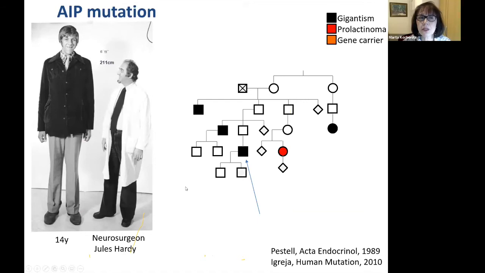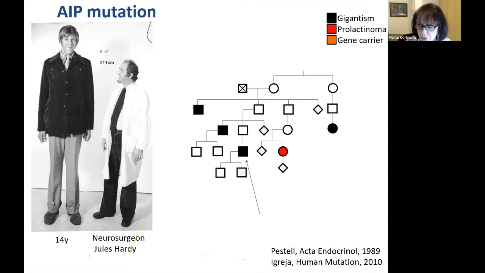So here I show you a typical family with an AIP mutation. The person with the blue arrow is this young man here at the age of 14. And here's the surgeon who actually operated on his pituitary gland at the time. And you can see that he has several other family members who have a pituitary tumor, either a growth hormone secreting pituitary tumor, or this cousin had actually a prolactin secreting pituitary tumor.